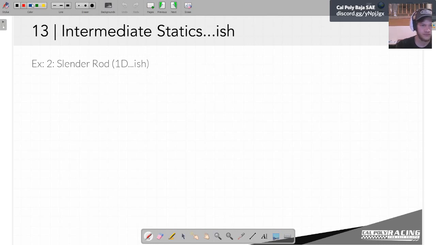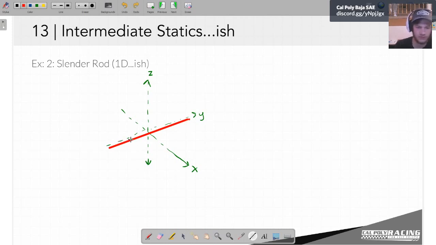Okay, so let's just redraw the problem. So I've got an axis there. I've got an axis here. And I've got an axis there. I'm going to call this my x-axis, call this the z-axis, we'll call that one the y-axis. And then I'll draw my slender rod here. Oh. Let's go ahead and make that a skinny rod.